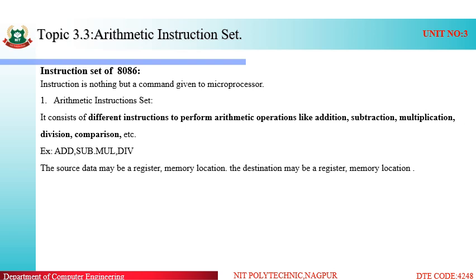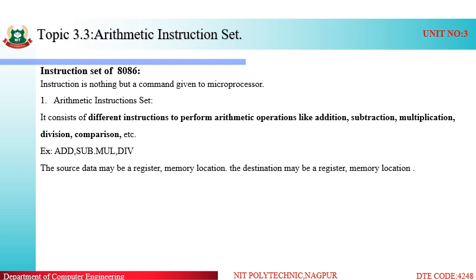So coming to the instruction, it is nothing but a command which is given to the processor to perform a predefined task. In the earlier video we have seen the classification of instruction set. Instructions are basically classified depending upon the operations they perform into data transfer instructions, arithmetic instructions, logical instructions, rotate and shift instructions, and process control instructions. So today we are going to study the arithmetic instruction set.